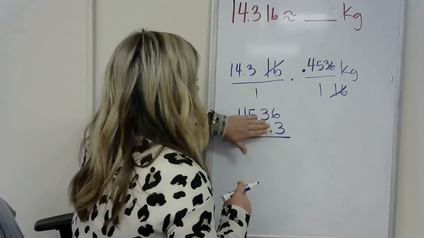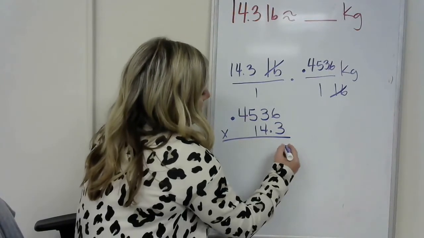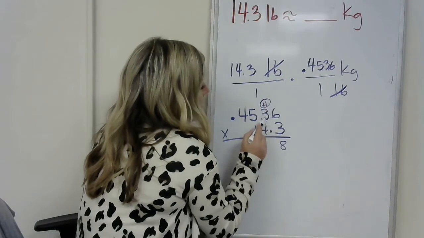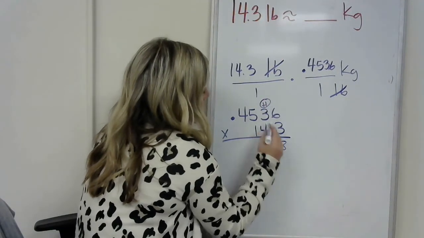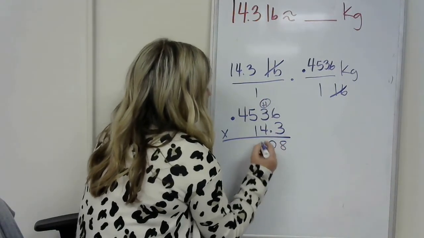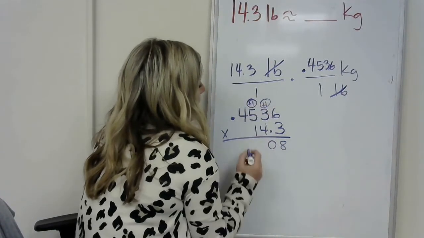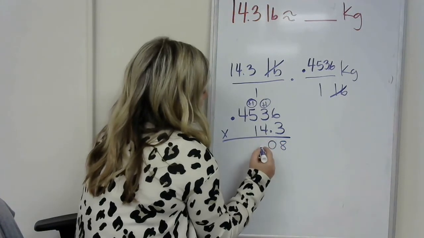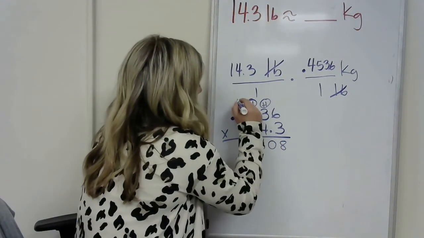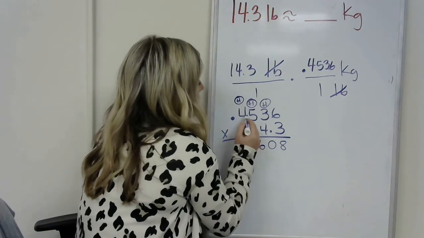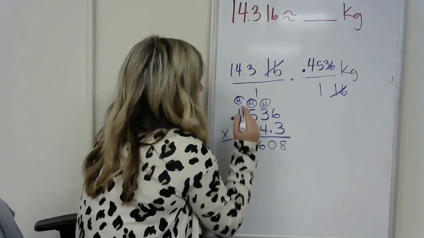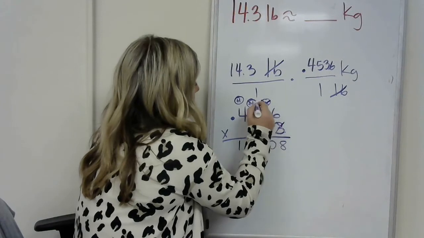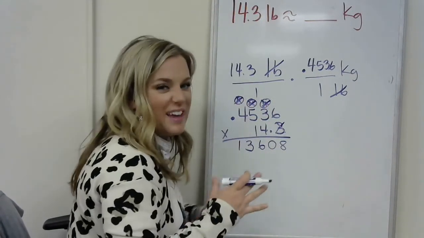All right, so first thing we're going to do is 6 times 3. 6 times 3 is 18. The 8 can stay. The 1 gots to go. 3 times 3 is 9 plus 1 is 10. The 0 can stay. The 1 gots to go. 5 times 3 is 15. 15 plus 1 is 16. The 6 can stay. The 1 gots to go. 4 times 3 is 12, and 12 plus 1 is 13. Okay? So I'm done with that. And I'm going to get rid of these so I don't get confused.